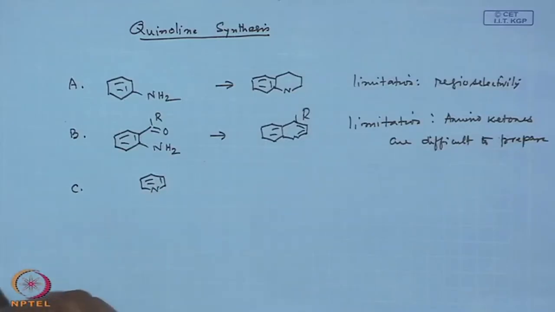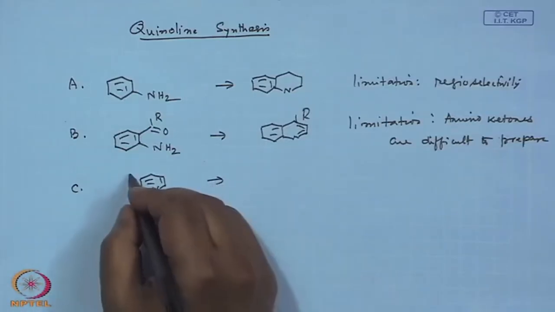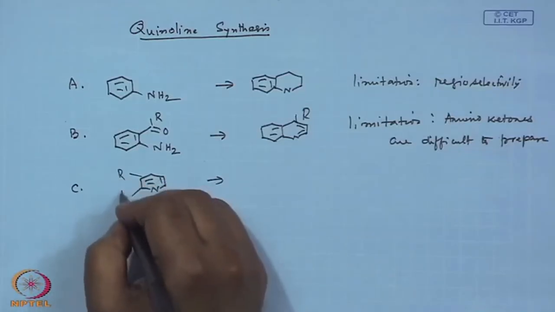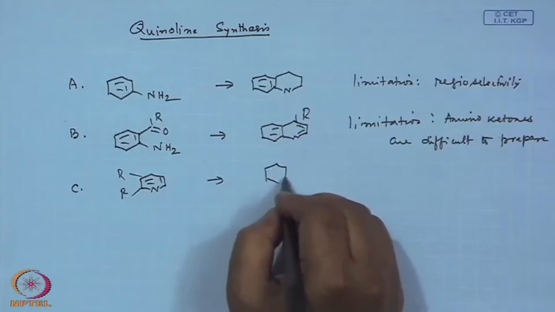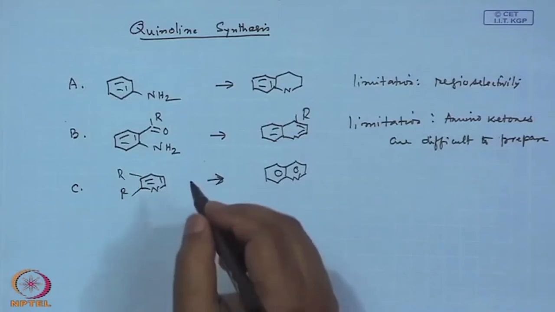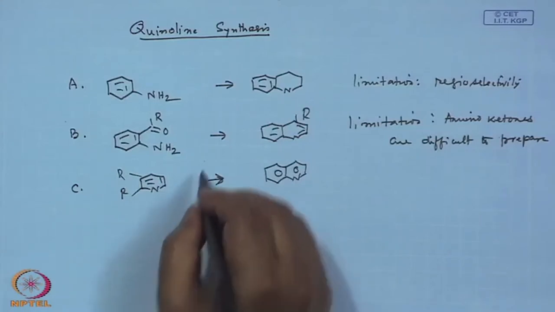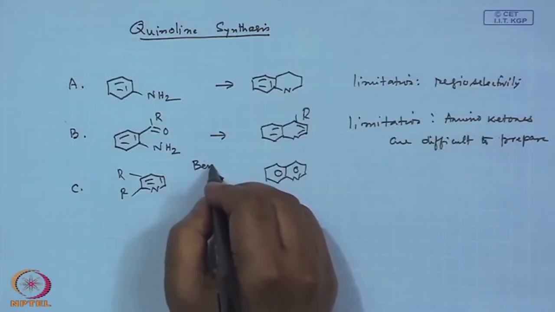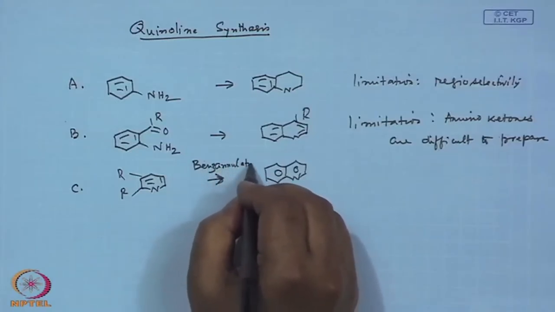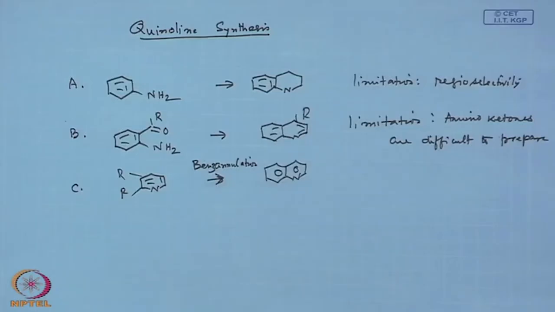You start from pyridine nucleus, and of course, you have to have a disubstituted pyridine, and then you can elaborate this into the quinoline. But there are not many examples in this category, there are very few here. And normally, the method adopted is called benzannulation. Basically, what you do, you do the ring contraction.